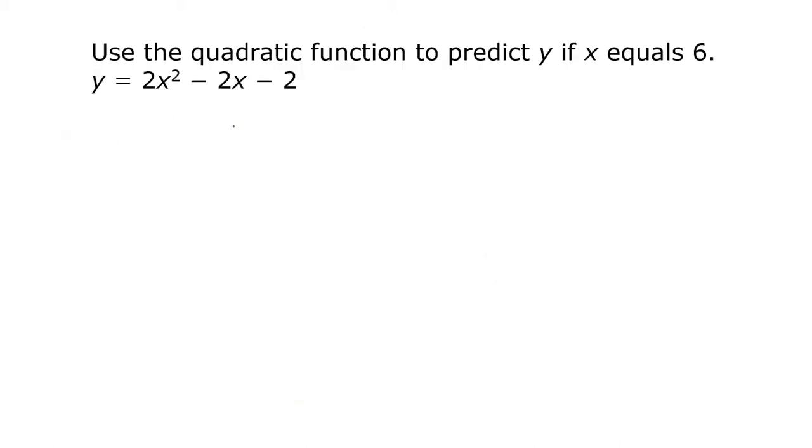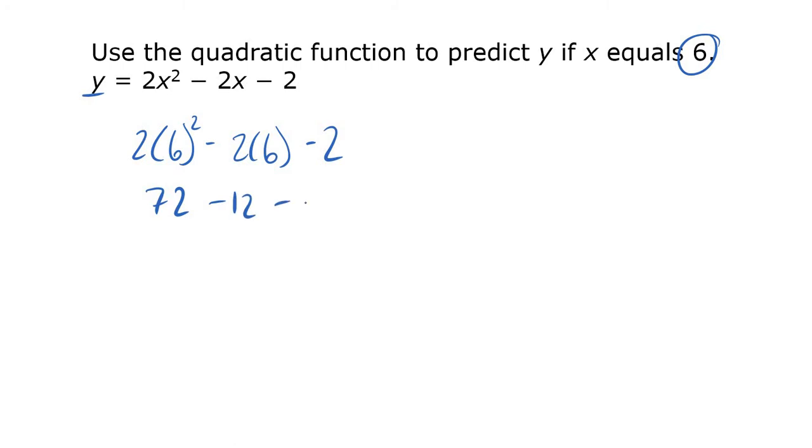Now, how about something like this? Use the quadratic to predict y if x equals 6. Well, really, they're just asking you to evaluate a function. They want you to plug a 6 in everywhere there's an x and see what y equals. So very straightforward. You've done things like that before. So let's plug this in. Again, I'm just replacing the x's with a 6. And again, you can plug that through a calculator, right? So 2 times 36, that would be 72 minus 12 minus 2. So 72 minus 12 is 60 minus 2. So it looks like 58 would be the answer there. But again, you could just run that through a calculator if there's any question.